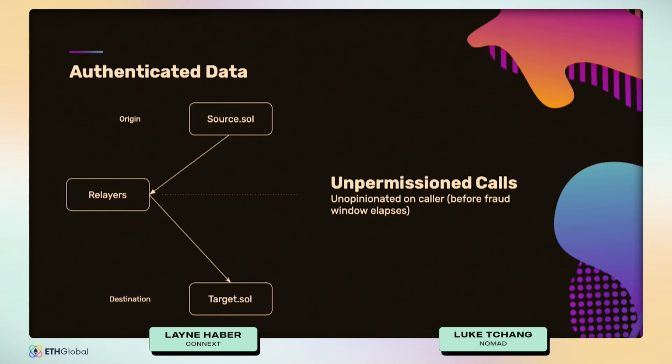So yeah, unpermissioned calls are calls where you can go from the source to our relayers off-chain, to the target, all pretty much immediately, as immediate as blockchain gets, in the time span of 2 on-chain transactions. Whereas permissioned, you have to wait before you propagate the data for it to go through that fraud-proof window.